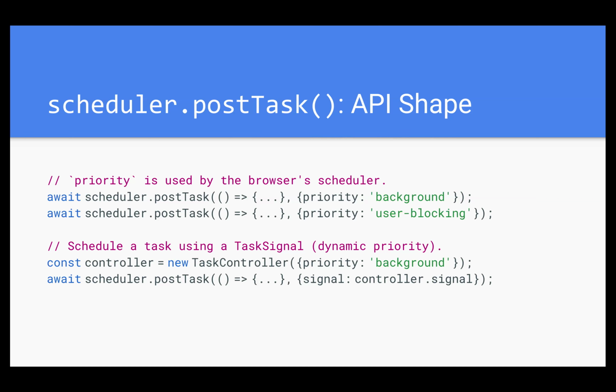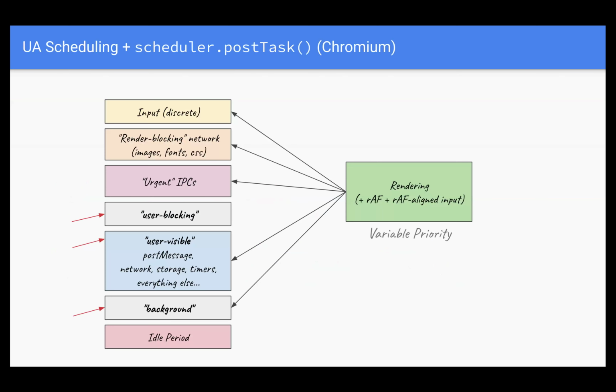It returns a promise, so you can await it. It resolves the return promise with the result of the callback. So if it is an async function, it'll return a promise, in which case you get promise chaining, and it'll wait for the whole thing to be done. And then you can specify the priority. We have 3 priorities: user blocking, user visible, background. You could also pass a signal to do cancellation and dynamic reprioritization.